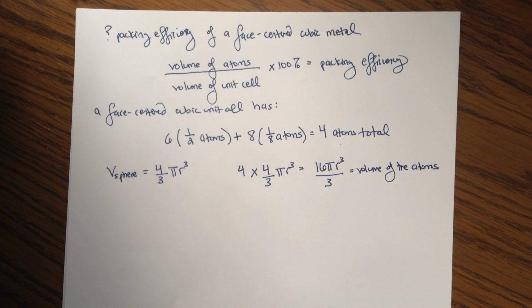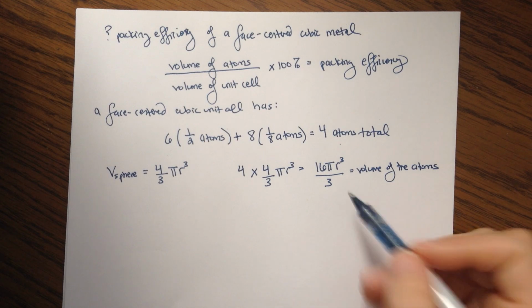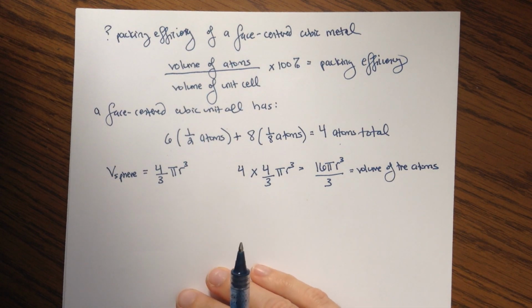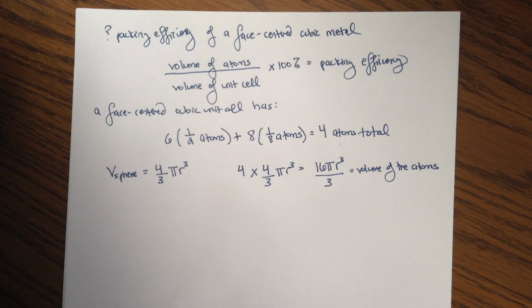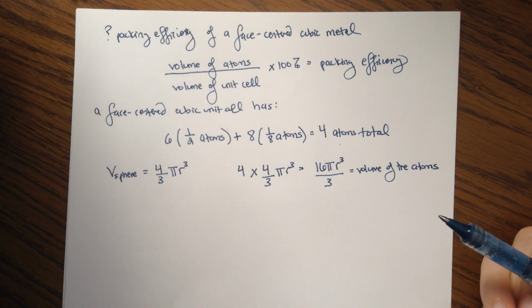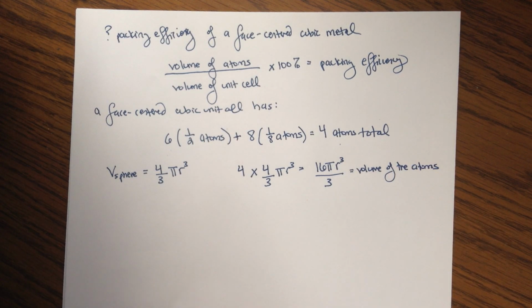Now notice we still have a variable in this answer. We still have r, and we don't have any definition for r yet. In this case, we don't really need a value for r. We're just looking for generic packing efficiency. It doesn't matter if we're dealing with carbon or tin or any other kind of atom. Hopefully at the very end, if we do everything correctly, r will cancel out. So leaving it as r cubed is okay for calculating packing efficiency. All right, moving on.